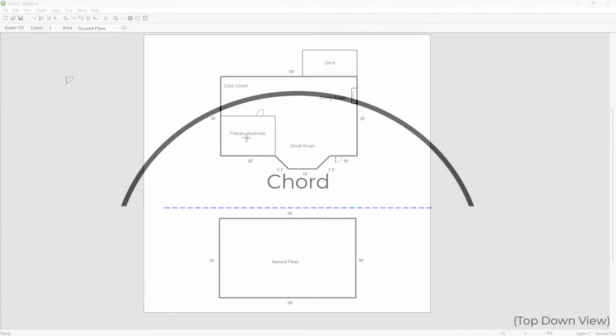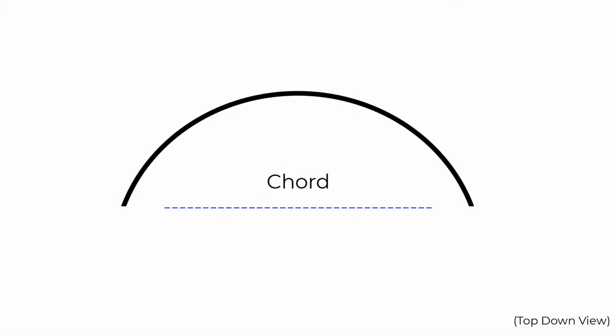So the chord is the distance between the starting point and the end point of the curve or the arc, because any curve is going to be a portion of a full circle, okay? So the chord is always going to be the distance between the starting point and the end point of the curve. So you're going to need to know that figure. So that's the first thing you measure.